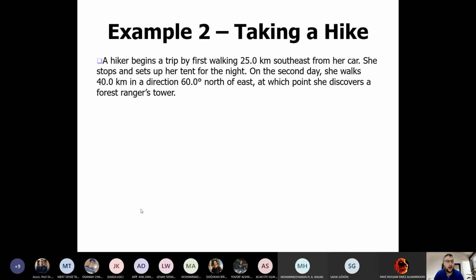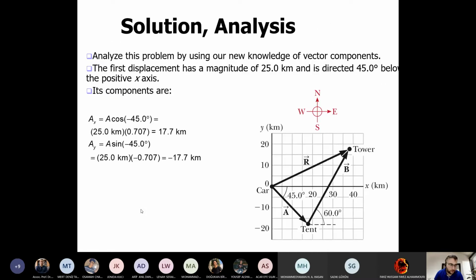So, how can you find it? You must find the resultant of the displacement vector. So you must add all the paths: first the walking distance, and after that the second day distance, and then you make the summation. But you must use directions because the directions are very important. How can you solve it?